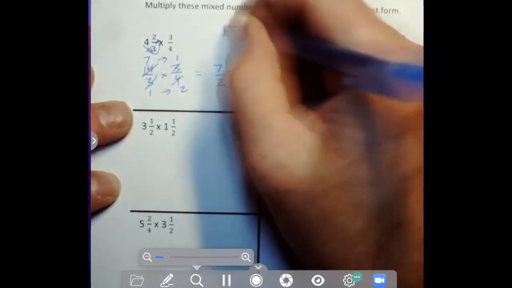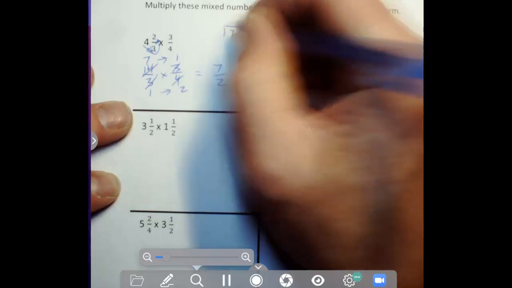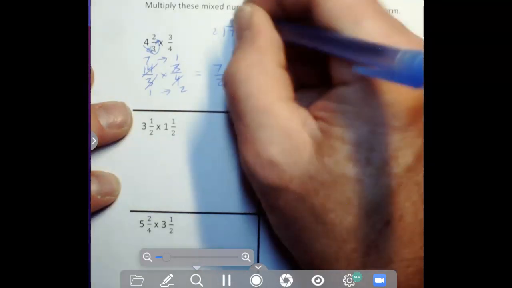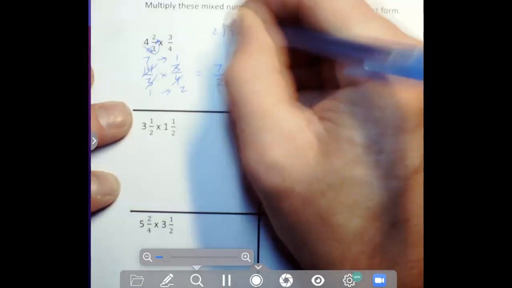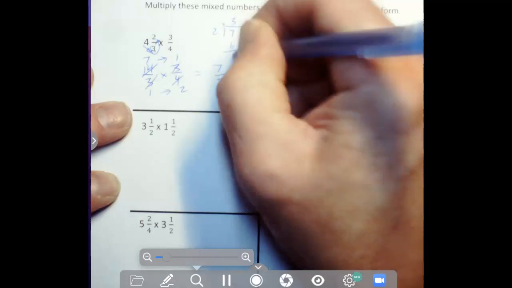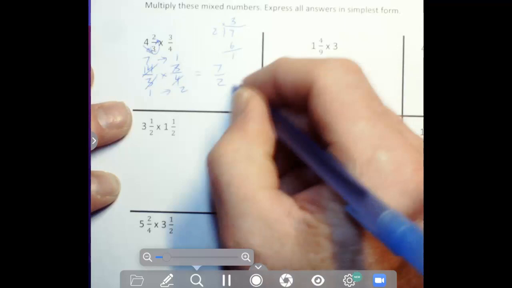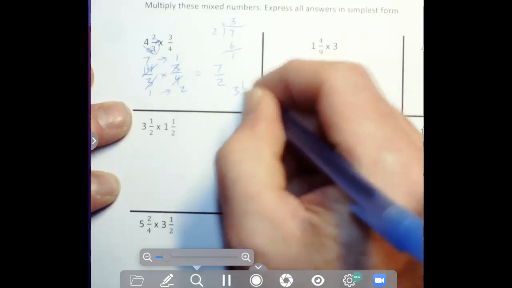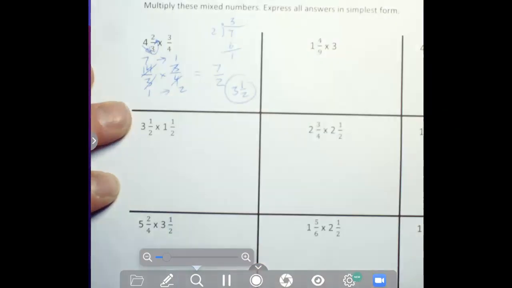Let's just show you how you can divide that. That means 7 divided by 2. Of course, it goes in 3 times. 3 times 2 is 6, and you got 1 left over. So here's your answer, 3 1/2. Now it's no different with a whole number.